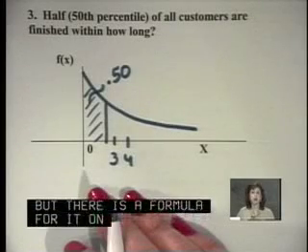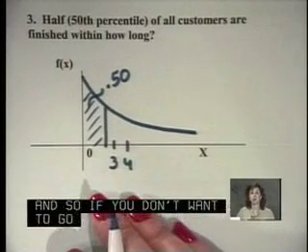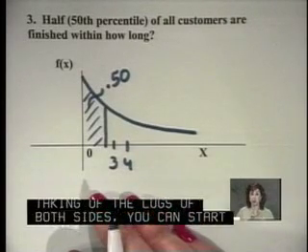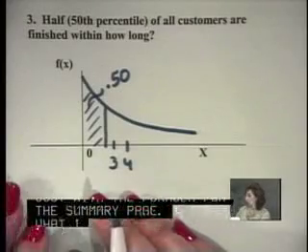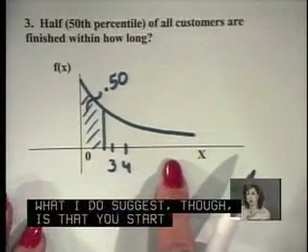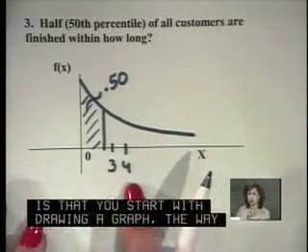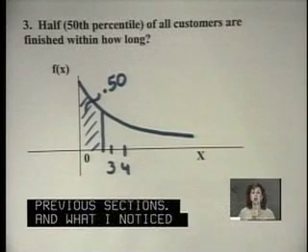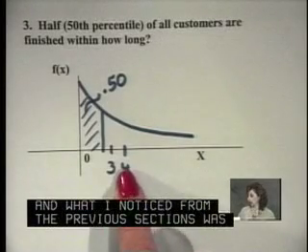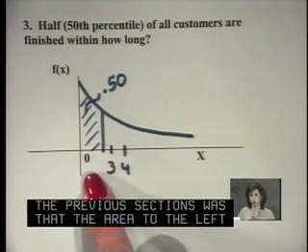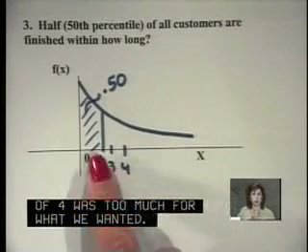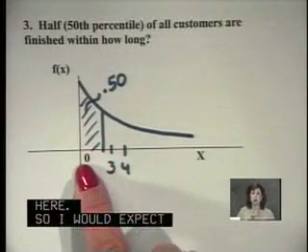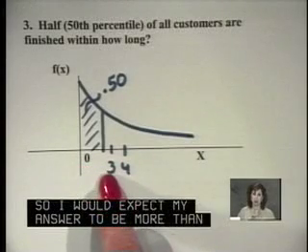And so if you don't want to go through the actual taking of the logs of both sides, you could start just with the formula from the summary page. What I do suggest, though, is that you start with drawing a graph the way I did it. I took information from the previous sections, and what I noticed was that the area to the left of 4 was too much for what we wanted. The area to the left of 3 was too much. So I had to come down here. So I would expect my answer to be more than 0, but less than 3.